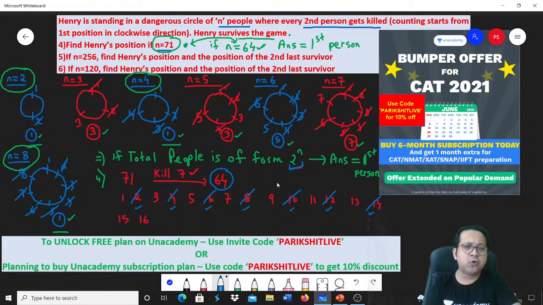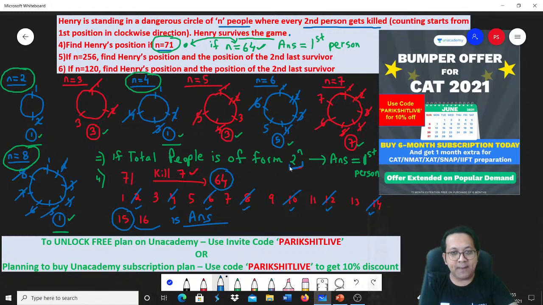64 is a power of 2. And where do you start your counting? You start your counting from 15. Remember, after the 14th is killed, you start your counting from 15. Hence, your answer is 15. Why? Because remember, the moment the number is of the format 2 to the power n, the answer is the first person.